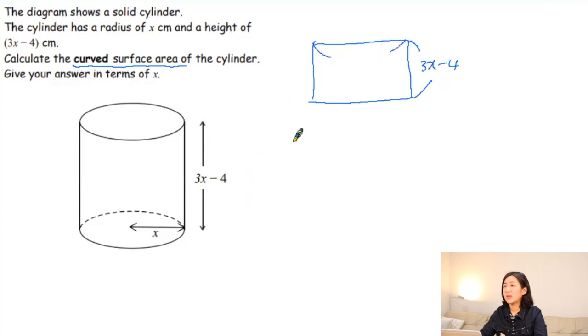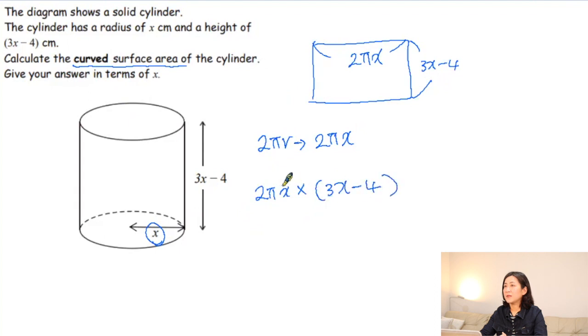So let's write down the 2 pi r. So your length will be 2 pi r. Instead of r, we've got x as your radius, so we can say 2x pi. Then let's times them together, 2x pi bracket and then 3x minus 4. Please have a bracket because it's expanding brackets, right?